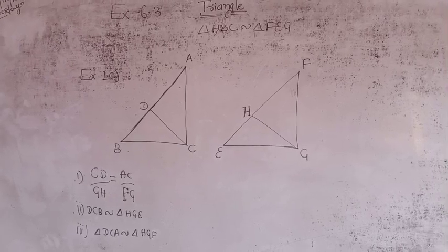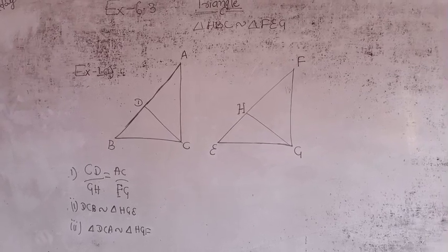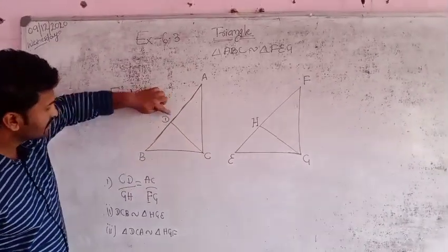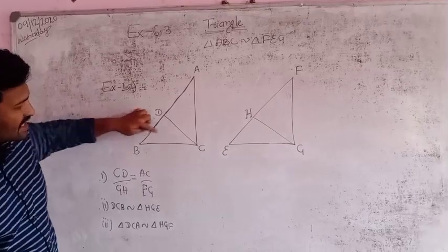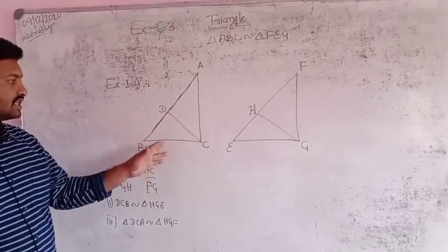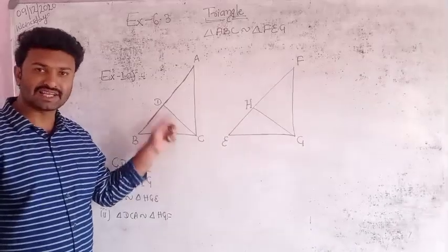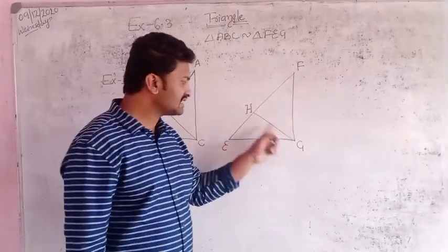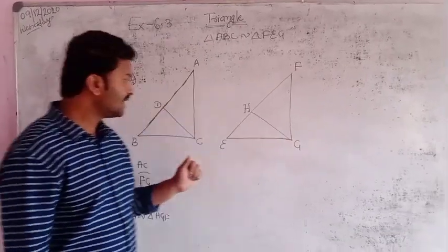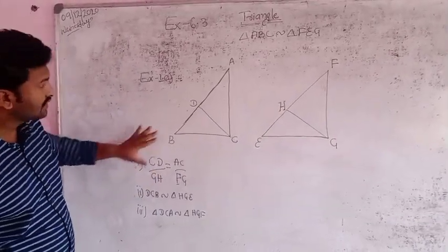And one more thing given in the question: triangle ABC is similar to triangle FEG. This point D is on the side AB and this H is a point on side EF. Also, CD bisects angle C, and HG is a bisector of angle G. Next, what we have to prove is what is there in the question.